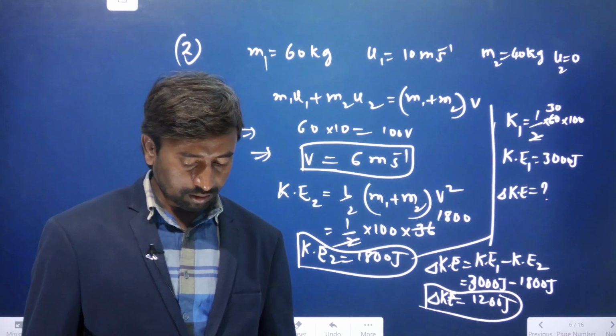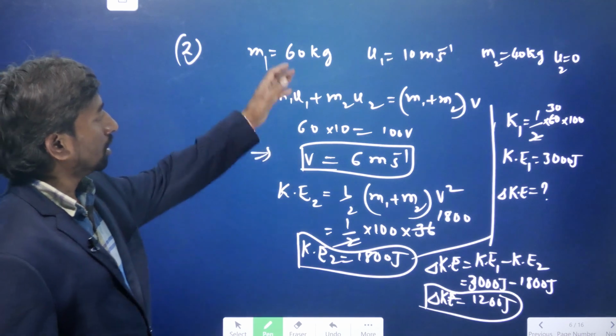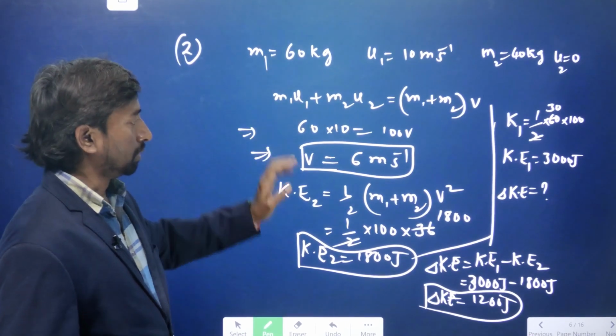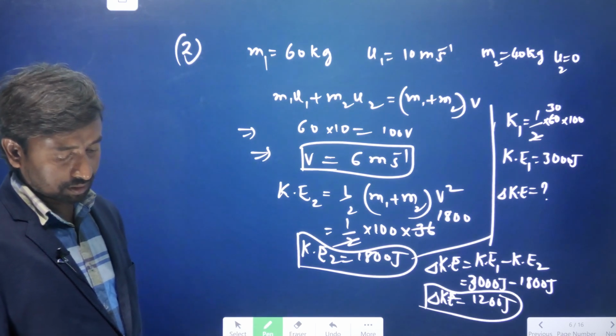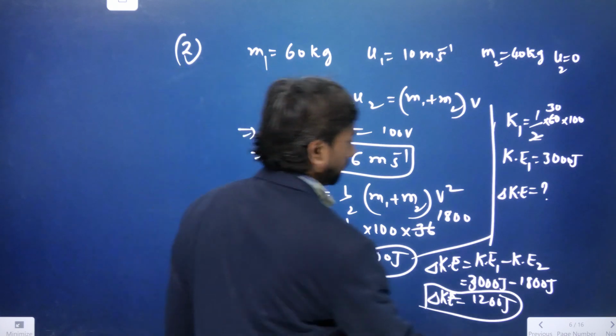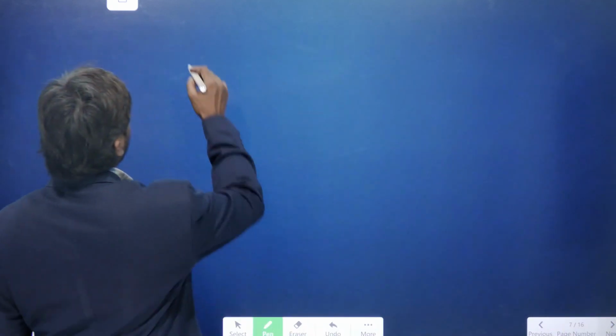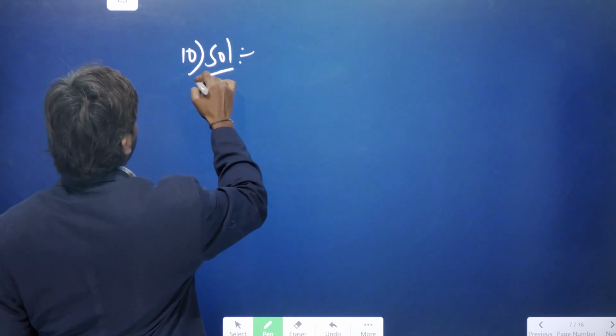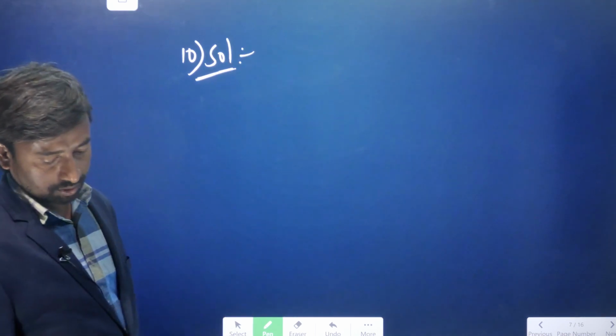Here, the 10th one. All the problems up to the 9th one are the same kind of problems like this. The 10th one is different: they are asking for the mass of the second body. So that problem we can find out like this. The 10th one will be a different problem, we should find out the mass there.